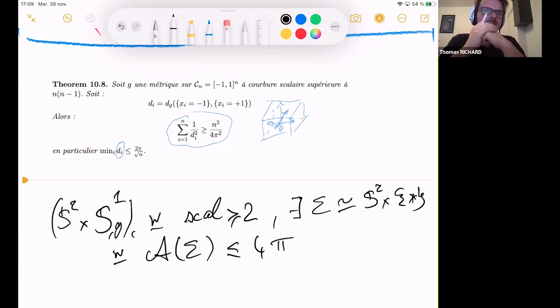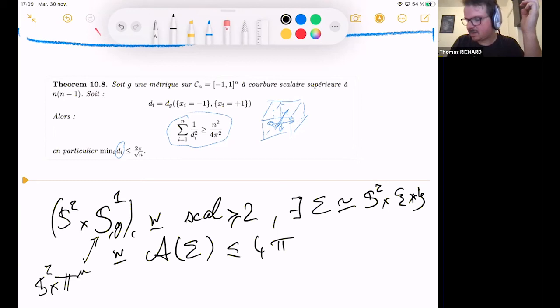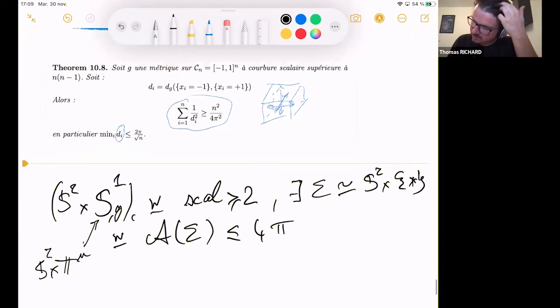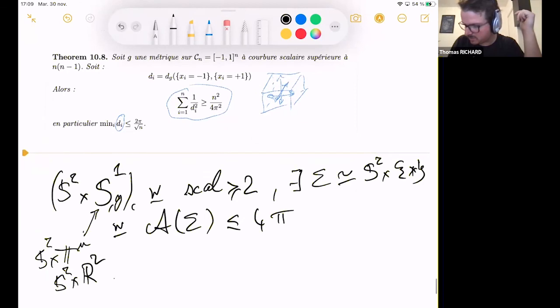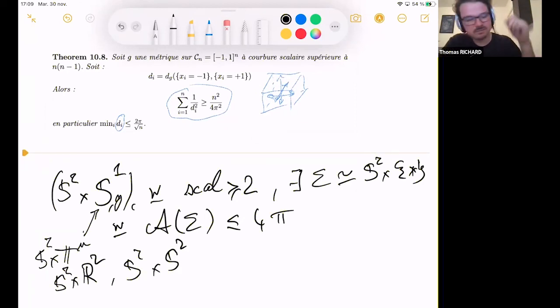And you can replace here S1 with T^n, and it also works. And you can also look at S2 times R2, it works, and it's a work in progress to find something optimal in S2 times S2.